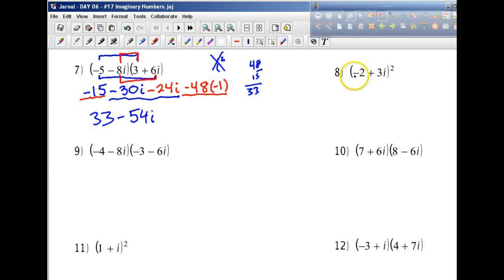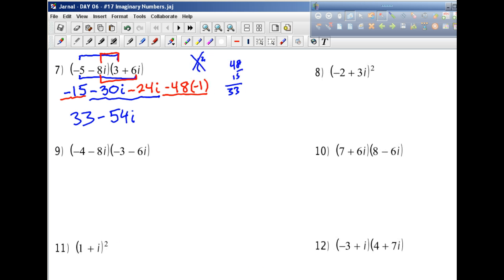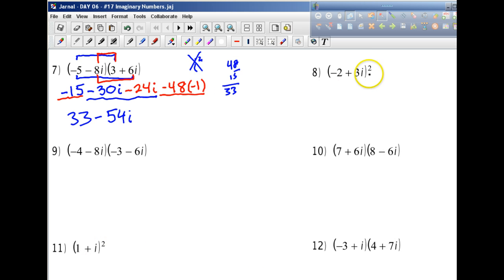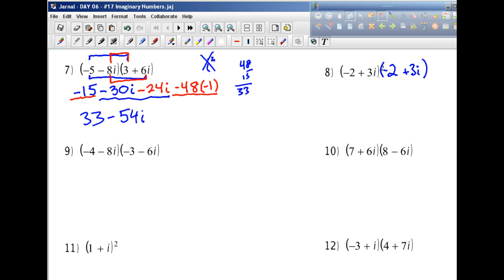Just remember that if you see something like this, like 8 and 11, when it's written like this, just remember it's the same thing as this. It's just the same binomial twice. So if you're going to do the FOIL, just write the same thing again and do that. Now, if you like the box method, you'll see the same exact answer. That's fine. Whichever one works for you, you'll get the same answer.